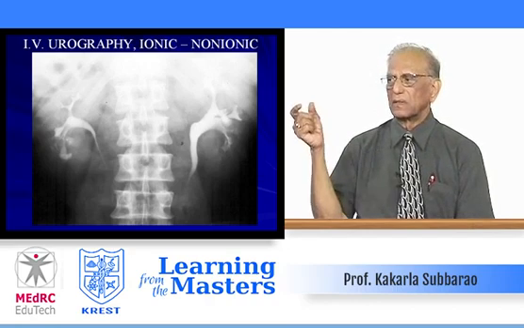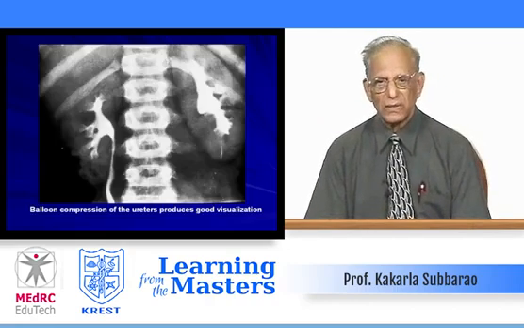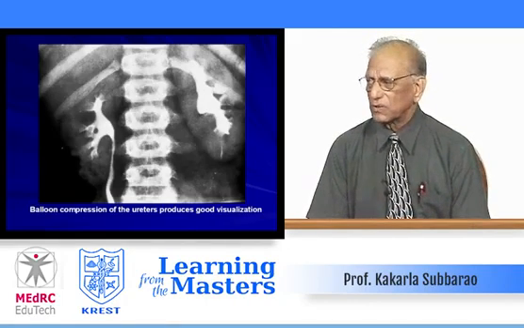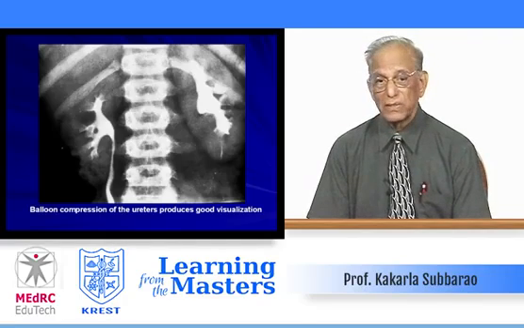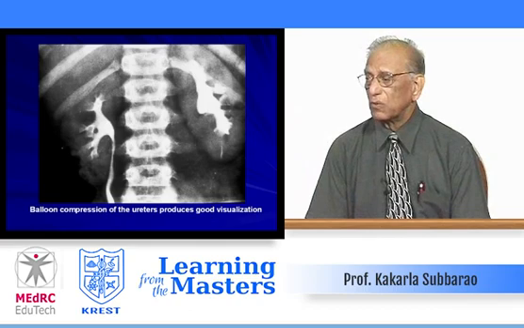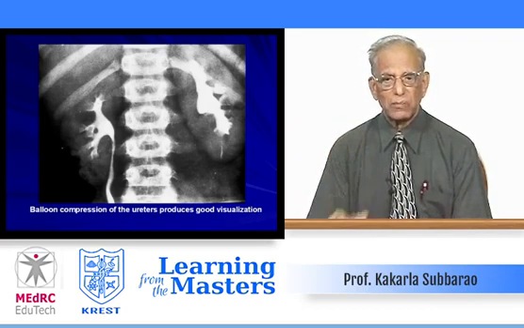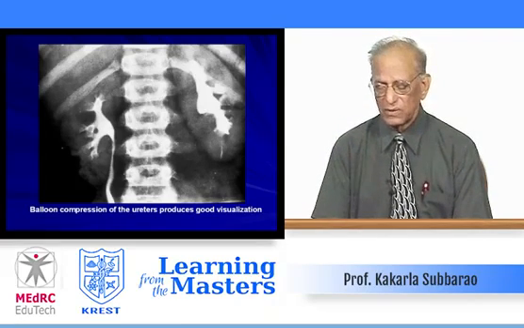IV urography, ionic and non-ionic. Look at the nice visualization of the calyces, pelvis, but not the entire ureters, only segments of ureters we could see. That's why we use compression technique in order to see the ureters, proximal ureters. Balloon compression of the ureters produces good visualization because the contrast is retained in the calyces and pelvis. Note the extrarenal pelvis in the left kidney.